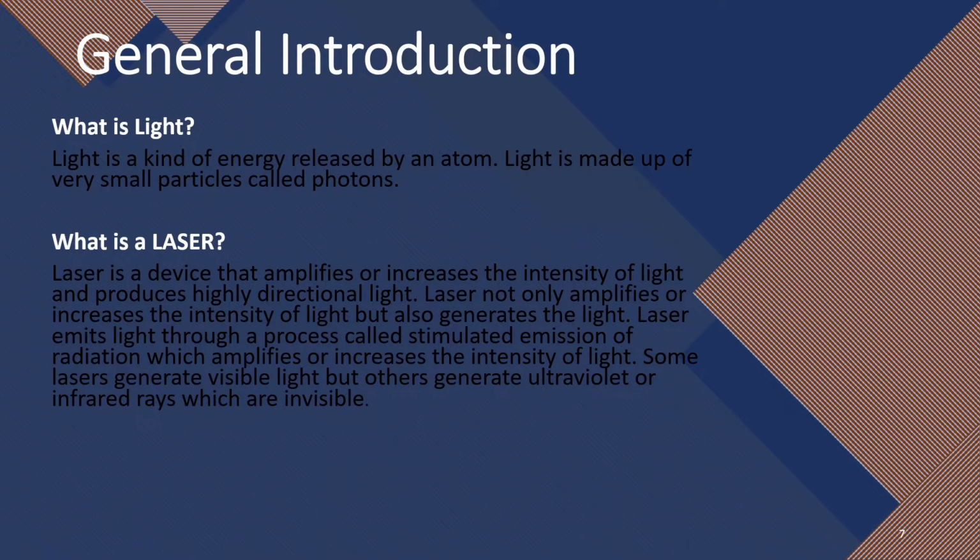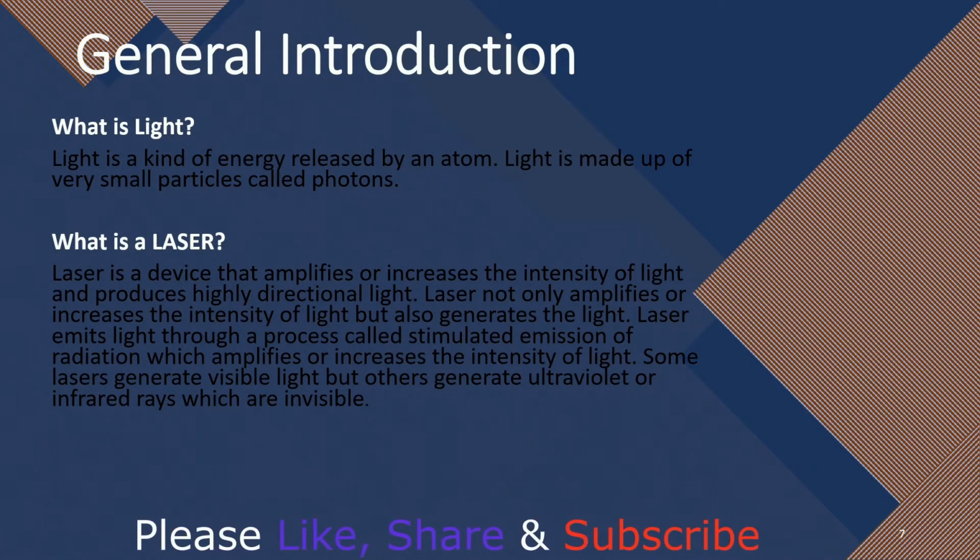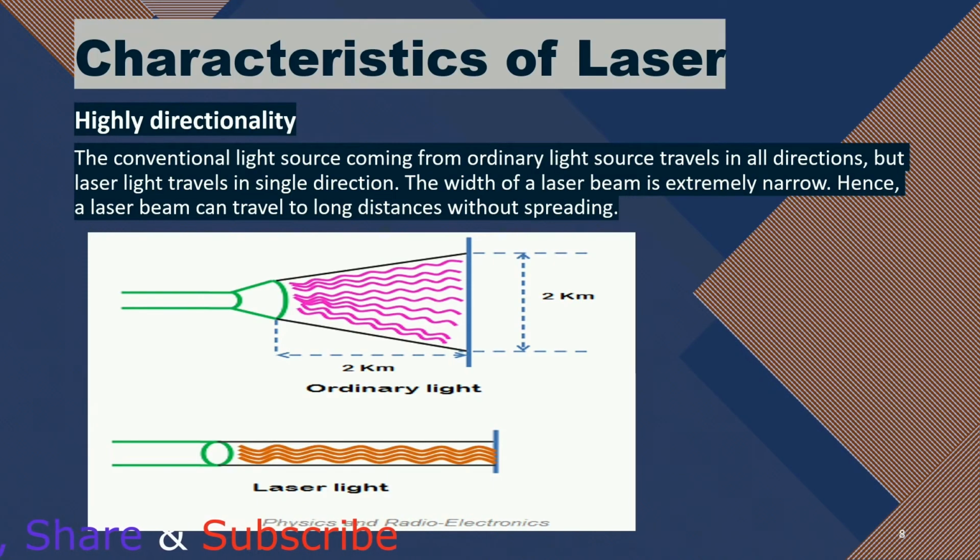Laser is one of the greatest technical discoveries of the 20th century, as it was conceived by Einstein in 1917 when he wrote the quantum theory of radiation. The characteristics of laser cover directionality, monochromaticity, coherence and intensity. We will get to know each one by one.